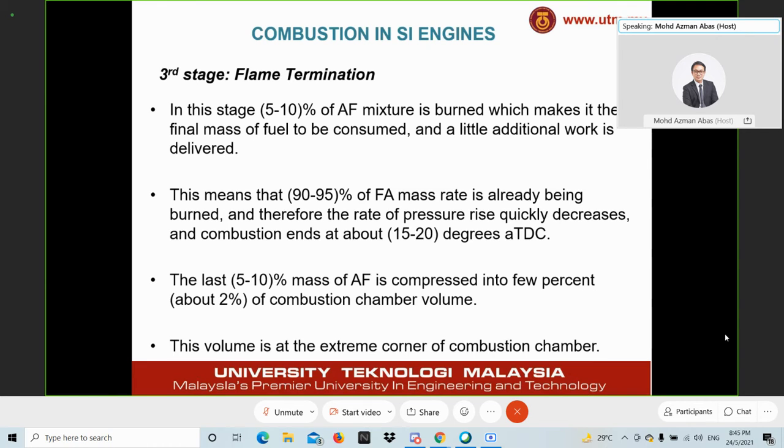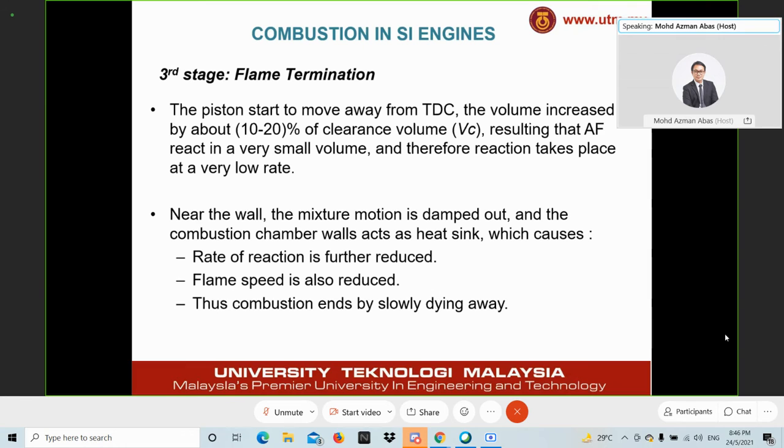So the last 5 to 10% during this phase is compressed into a few percent, about 2% of the combustion volume. Just imagine whatever the combustion volume is, only 2% of the volume is being compressed. This volume is at the extreme corner of the combustion chamber. This only happens during the final phase. The piston starts to move away from TDC to BDC, the volume increases, and the air fuel reacts in a very small volume.